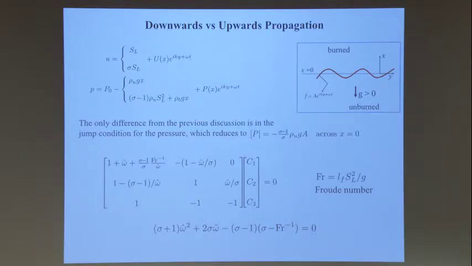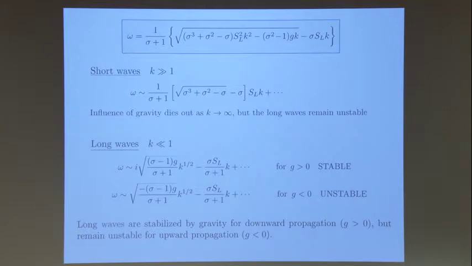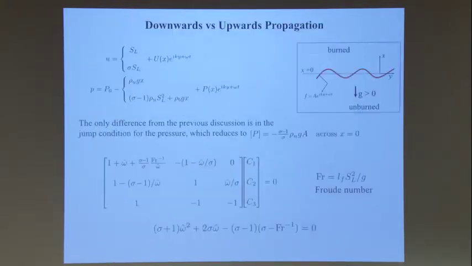If you go through the analysis, what you would obtain is similar to before, but with an additional term due to gravity. So it appears as a Froude number, but I put it as G because it's more illuminating. So we can very quickly look at two situations, short waves and long waves. By the way, the flame is also always unstable, even with the inclusion of gravity. However, what we want to study is what is the effect of gravity?